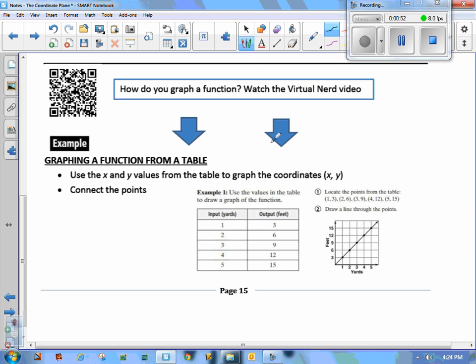So you're going to look at your input and output. Remember, your input is your x and your output is your y. You're going to locate these points. Input was 1, output was 3. X was 1, y was 3. So my coordinate here is 1, 3. I'm going to go over 1 and up 3. My coordinates for the next ones would be 2, 6, and 3, 9, and so forth. And notice they go along. When we connect those points, they make a line, and this is called a linear function.